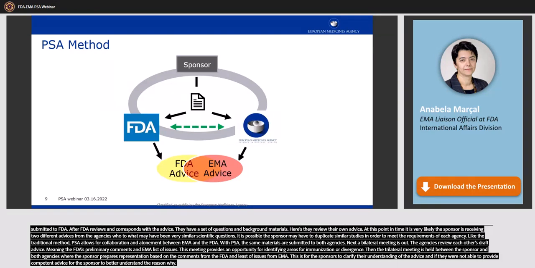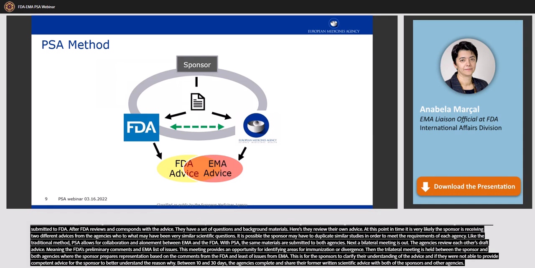Between 10 and 30 days following the trilateral meeting, the agencies complete and share their formal written scientific advice with both the sponsor and the other agency. In general, it is anticipated that PSA allows for more convergence of advice compared to the independent advice request method.